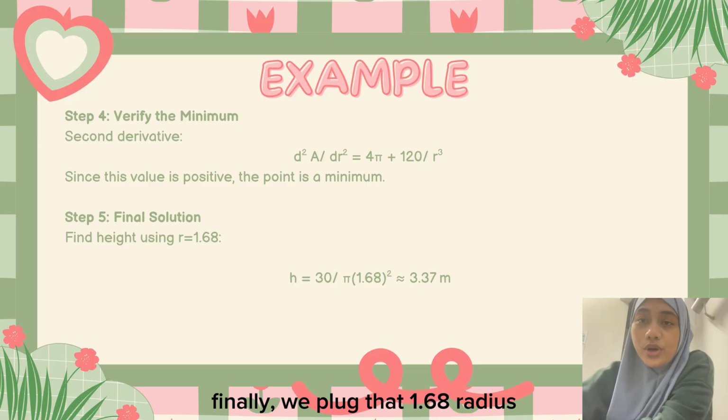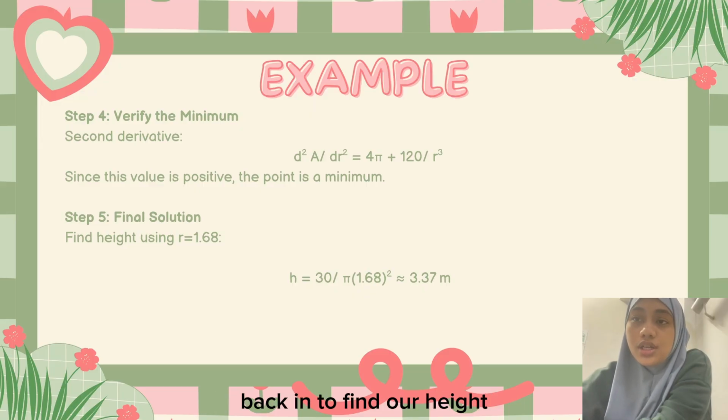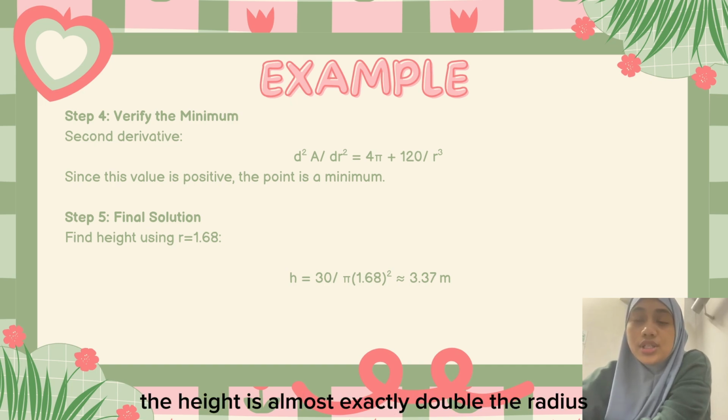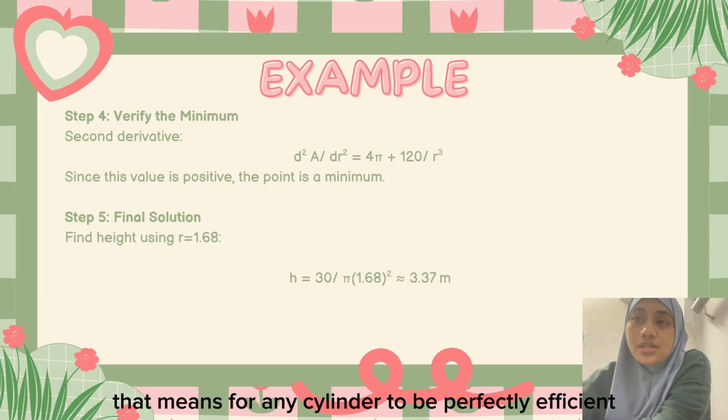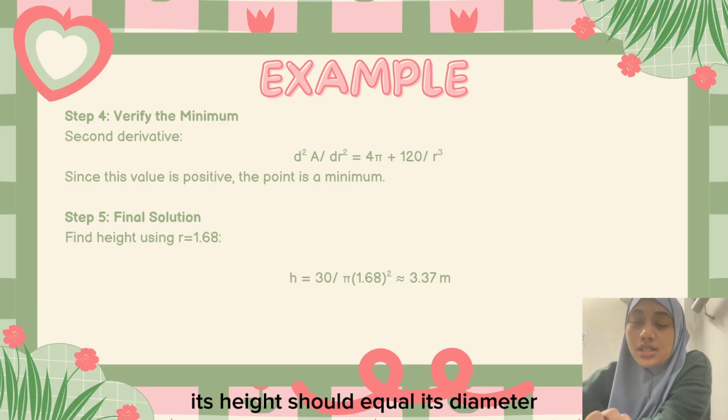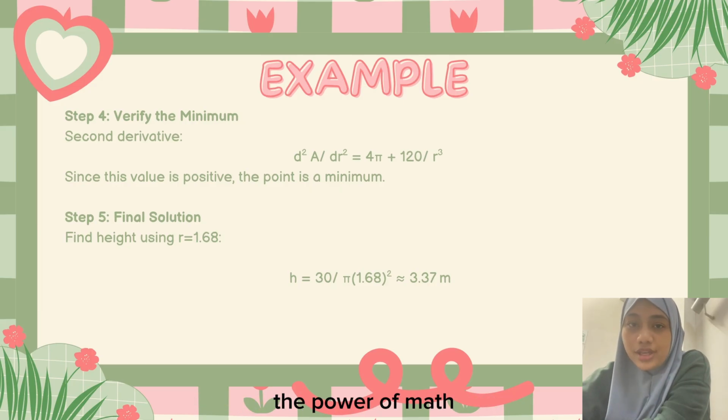Finally, we plug that 1.68 radius back in to find our height. It comes out to 3.37 meters. Check this out. The height is almost exactly double the radius. That means for any cylinder to be perfectly efficient, its height should equal its diameter. And there you have it, engineering perfection through the power of math.